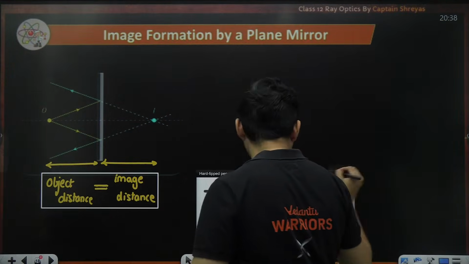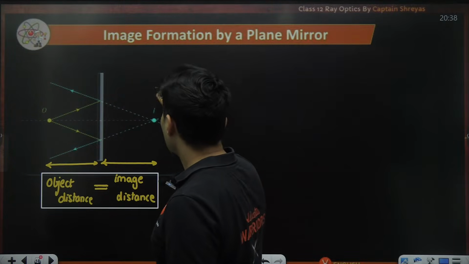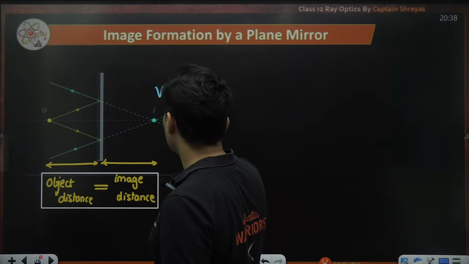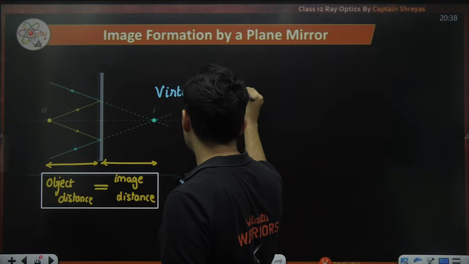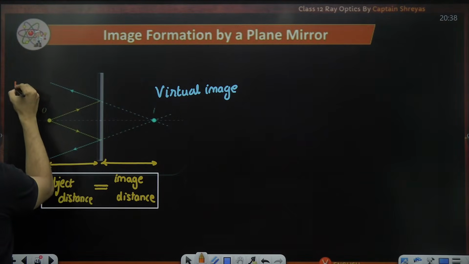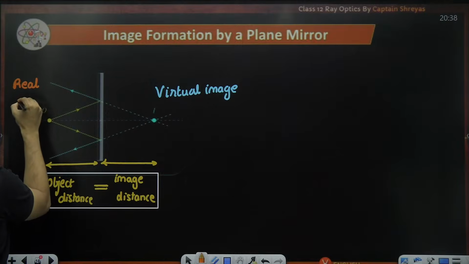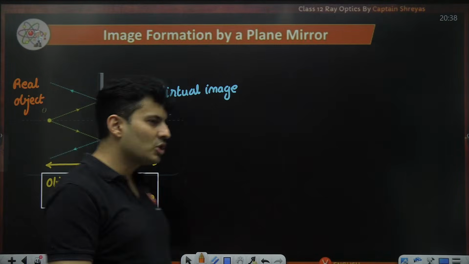Not just that, you will see that this image being behind the mirror is then a virtual image. This is a virtual image. This particular object right over here is a real object. Now, what is the meaning of virtual and real?